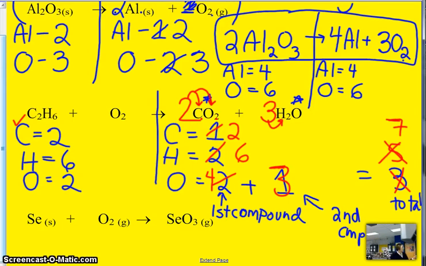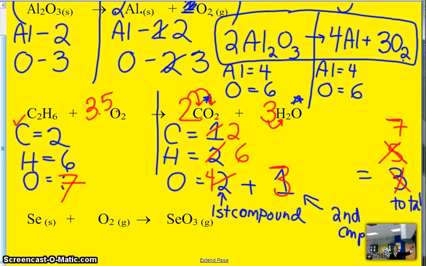So we go over here and we have 2. All right. So if I put a 2 here, that's going to give me 4. That's not enough. If I put a 3 here, that's going to give me 6. That's not enough. If I put a 4 here, that's going to give me 8. That's too much. So go in between the 3 and the 4 and give yourself a 3.5. 3.5 times 2 will give you what you're looking for, which is 7.